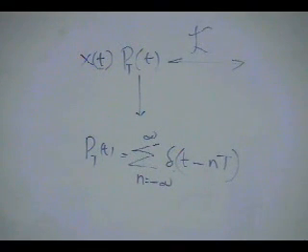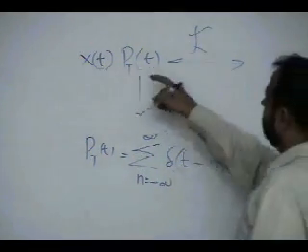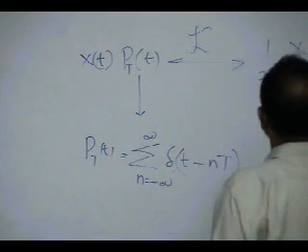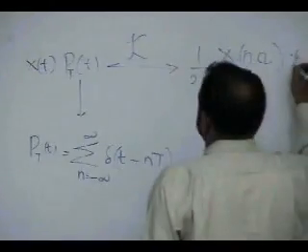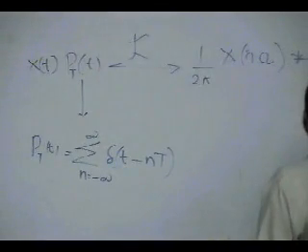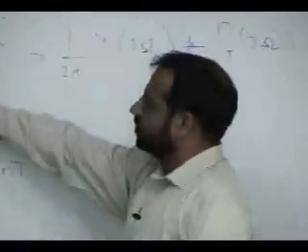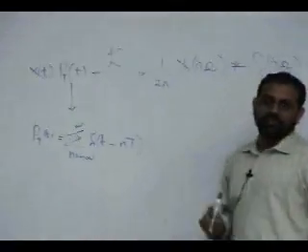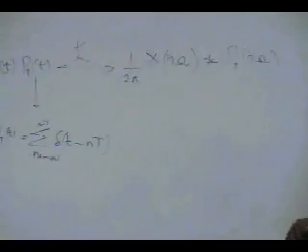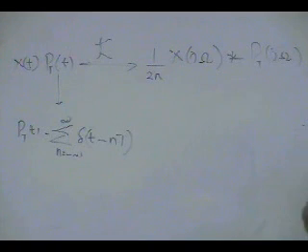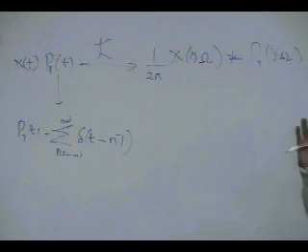Multiplication in time is convolution in frequency, which is 1 over 2 pi, X of j omega convolved with P of j omega. It means you take the Fourier transform of both the signals, then convolve them together and divide by 2 pi. This is the formula. Multiplication in time is convolution in frequency. That will help you to understand sampling, this relationship.